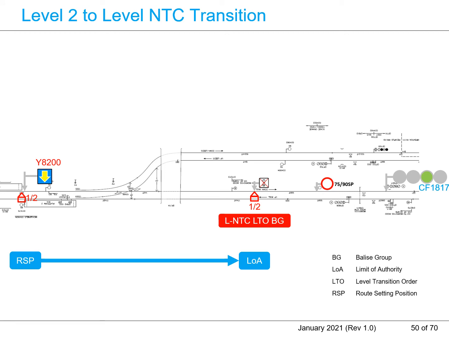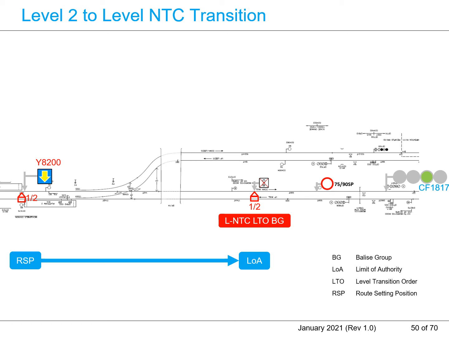The level transition border location is known as the limit of authority, LOA, from the movement authority perspective. LOA means the target speed is not zero at the end of the route under ETCS supervision. The ETCS on board in full supervision mode will supervise the train speed from the RSP to the LOA.